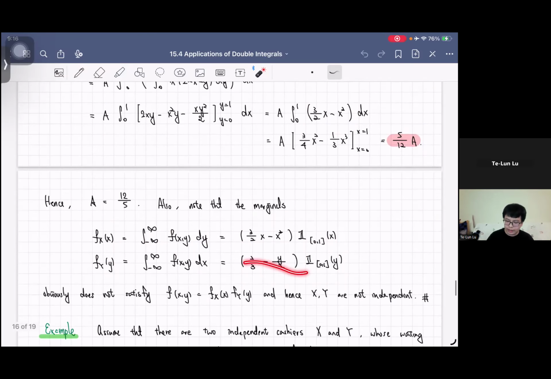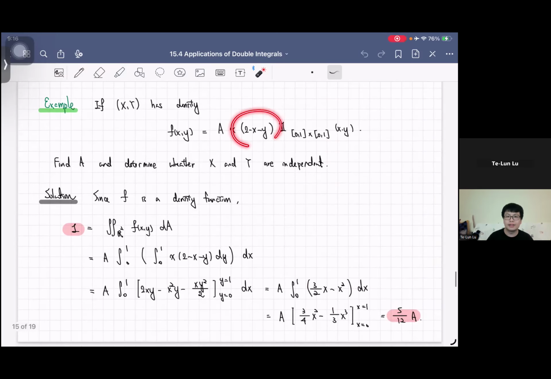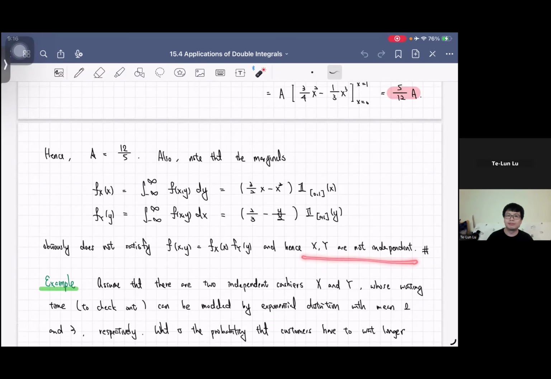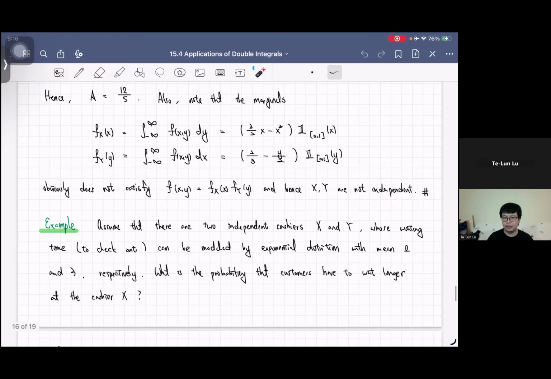So obviously, this product will not be this one here, right? So they're actually correlated. So x, y are not independent. Okay, that is how you check independence. Now let's do some practical examples.